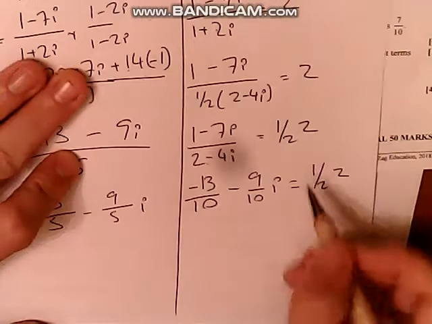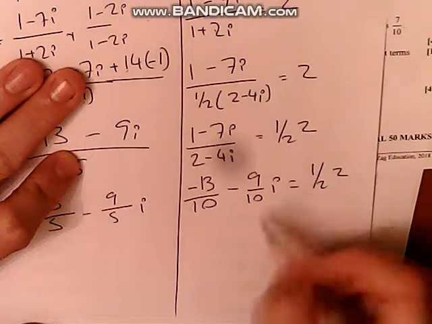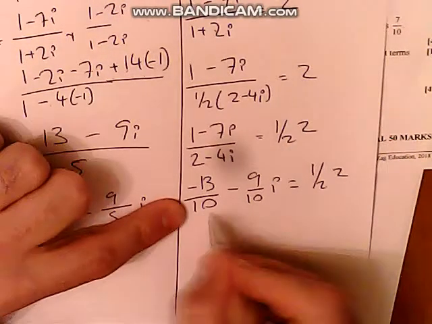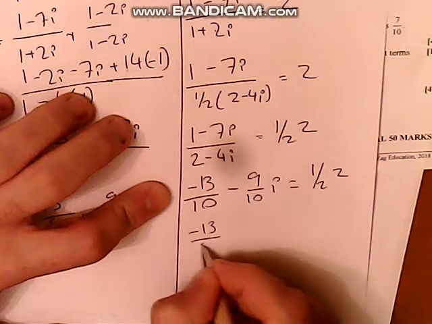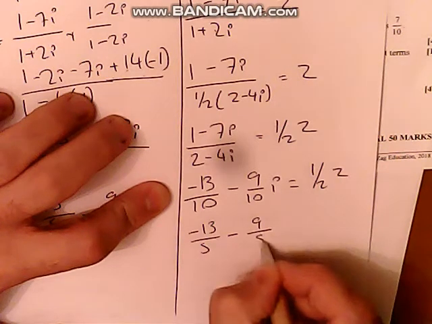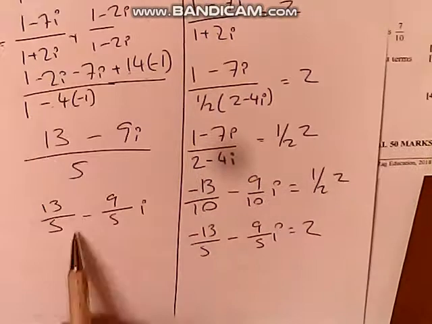Solve it. What I've got to do is divide both sides by half, and that just makes me double the numbers, which means minus 13 over 5 and minus 9 over 5 i equals z, which is exactly the answer I got there.